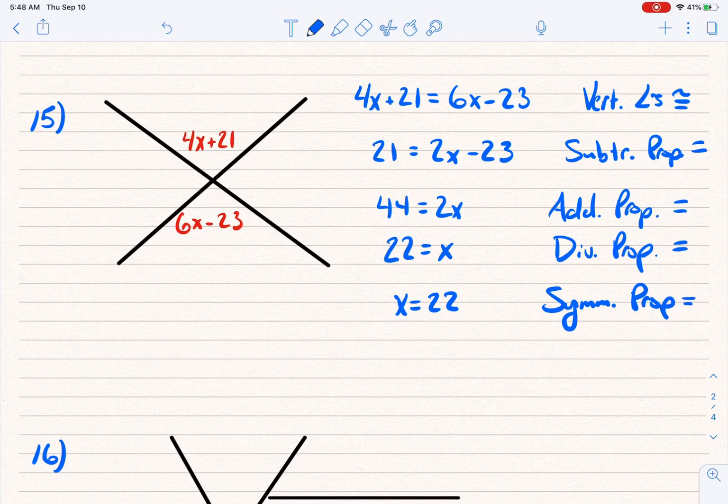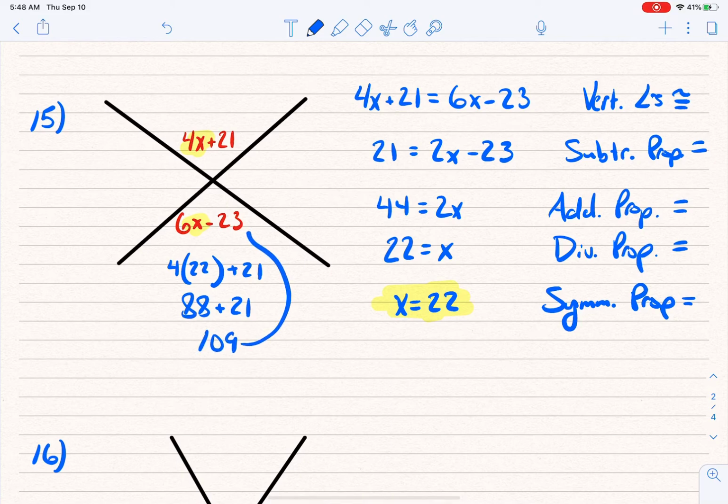And lastly, to now go, well, if x is 22, I could plug that in for either here or here, and it'll work the same. I could say 4 times 22 plus 21. 4 times 22 would be 88, plus 21 more would give me all the way up to 109. So we're saying that this angle right here is 109 and the one above it is 109 degrees.